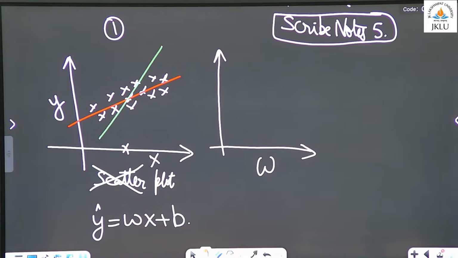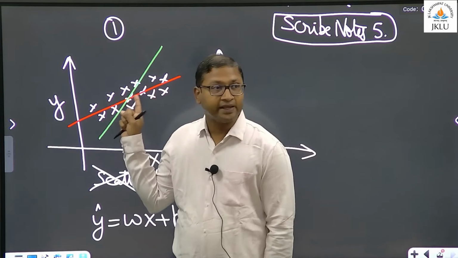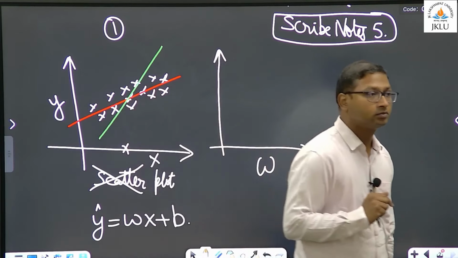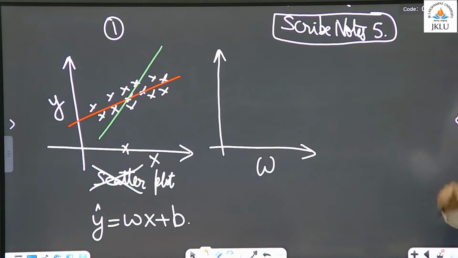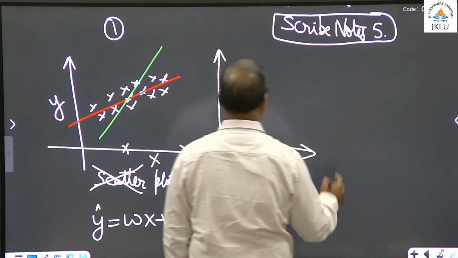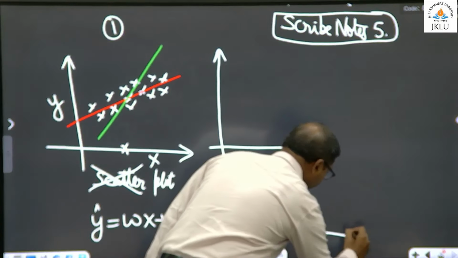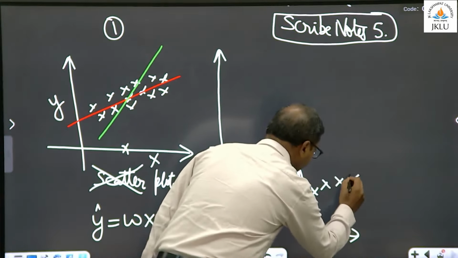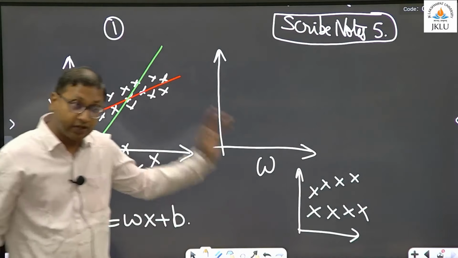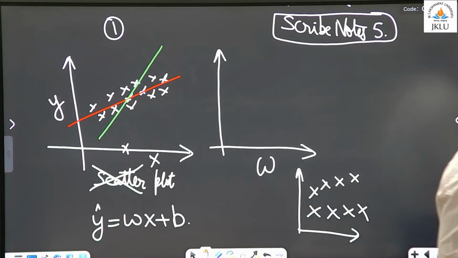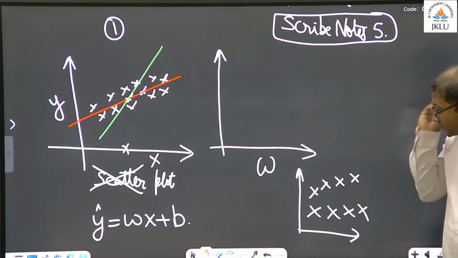Right. So that's a good point. Can I have a line that covers most of the points? Let's say my data looks something like this. Best fit line, will it pass through any of these? Right. So what am I supposed to do?